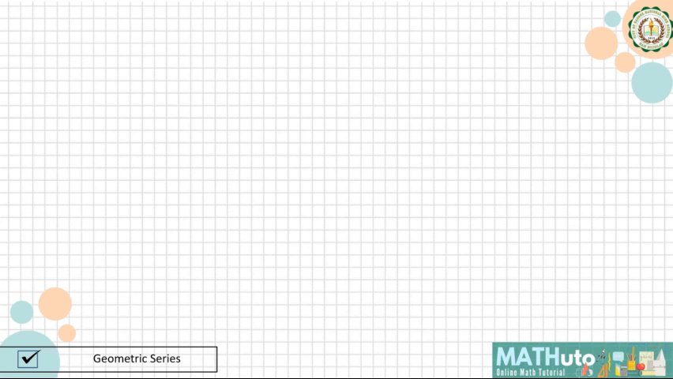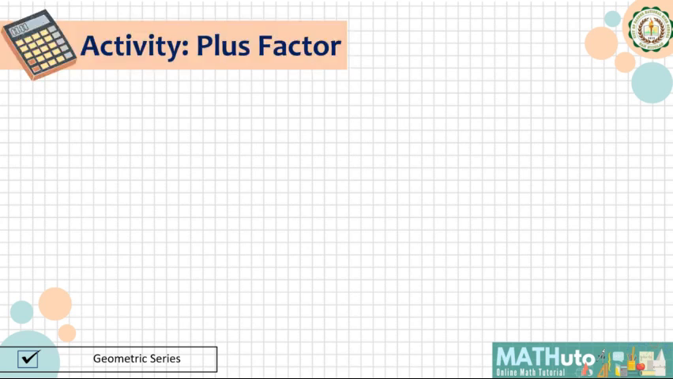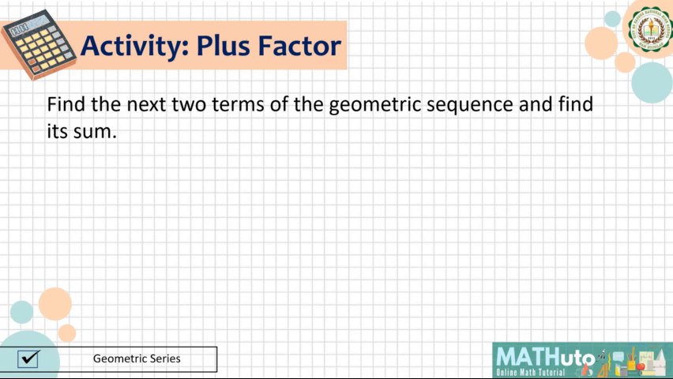To start with, let us have first an activity entitled Class Factor. Find the next two terms of the geometric sequence and find its sum. Number 1: 7, 14, 28.